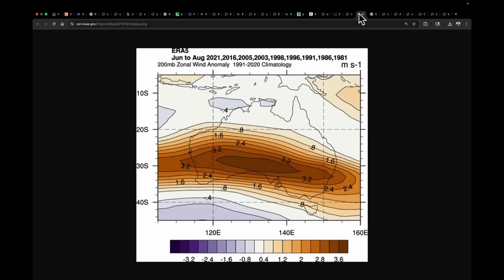When that occurs, guess what happens? Your jet stream level winds, which are shown here, June through August, are much stronger than average. And yes, this is all related to the southern annular mode. But the southern annular mode is not just a yes or no type thing. Let me show you what I'm talking about.